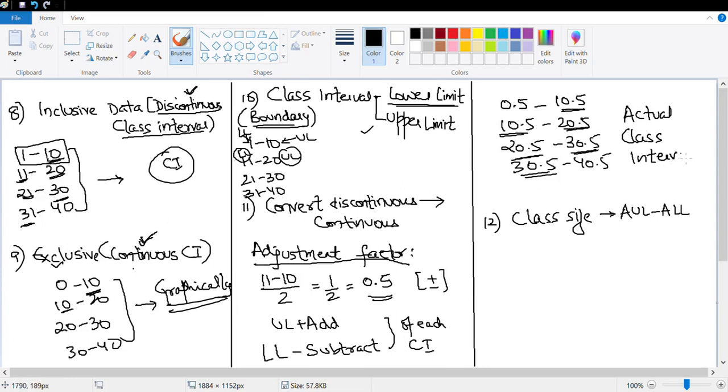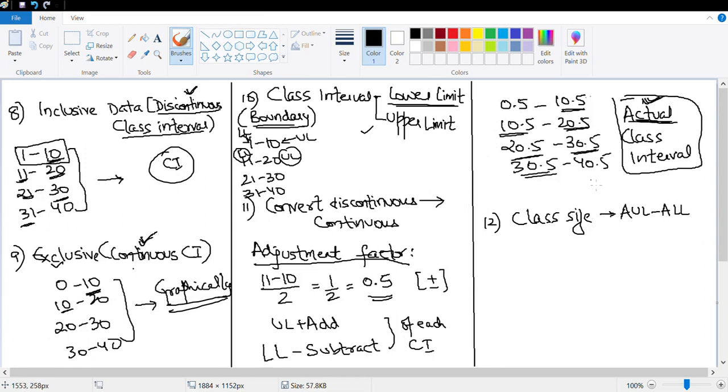So converted into the continuous form, this is the actual class interval. This is the original, or it may be given in the question, but this is the original class interval and this is the actual class interval. So remember this word, actual class interval, because you will need to find it in some questions.